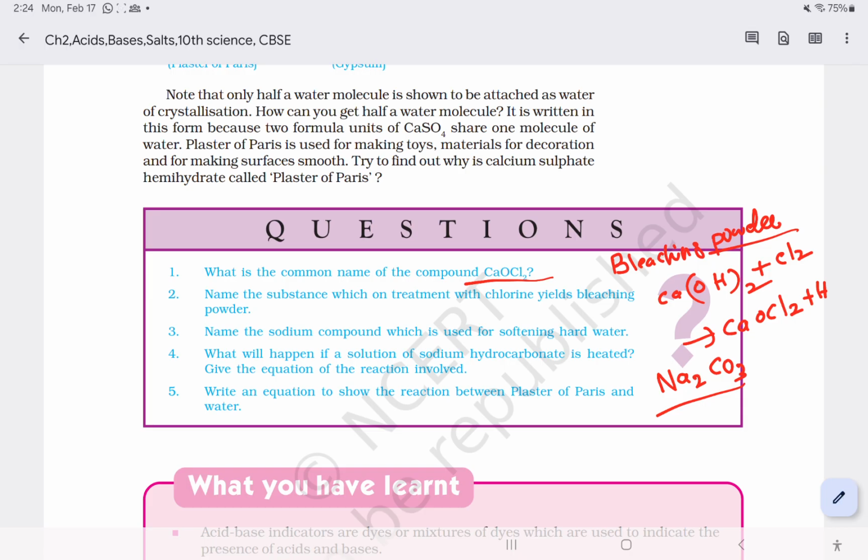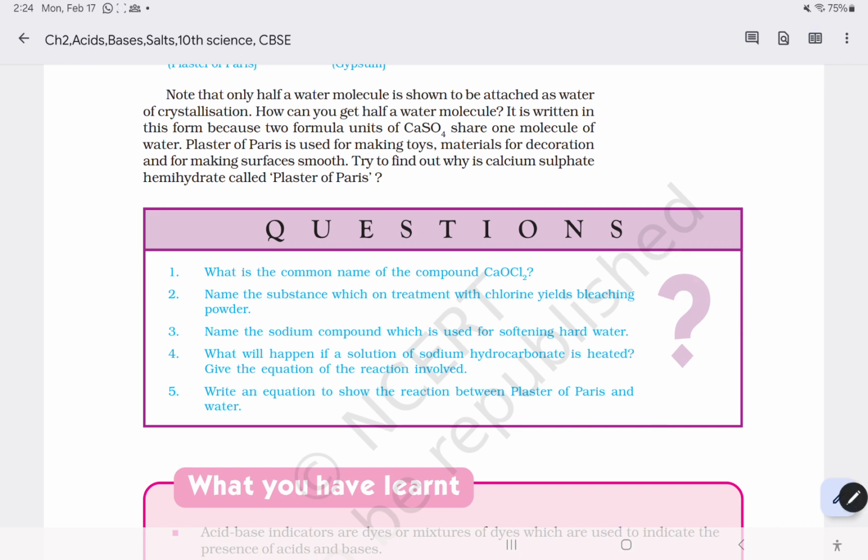And the fourth question: what will happen if a solution of sodium hydrogen carbonate is heated? Give the equation of the reaction involved. So when sodium hydrogen carbonate, which is baking soda, NaHCO3, is heated, it decomposes to form sodium carbonate, water and carbon dioxide. So you can show the chemical equation like this.